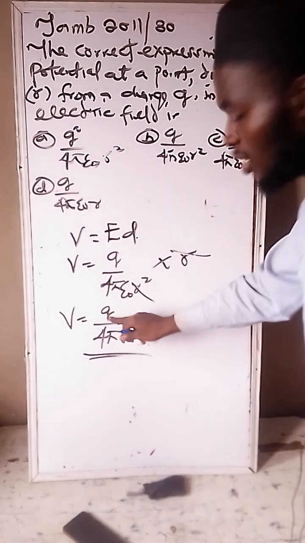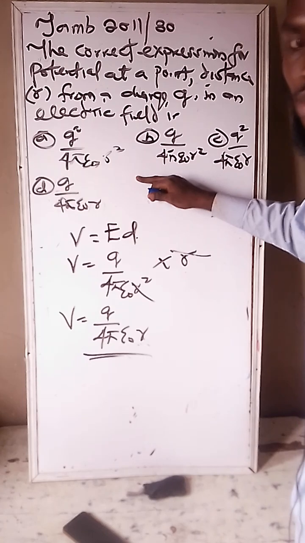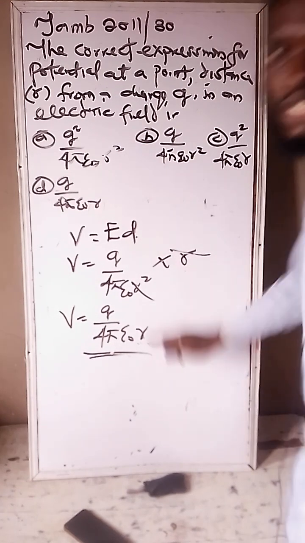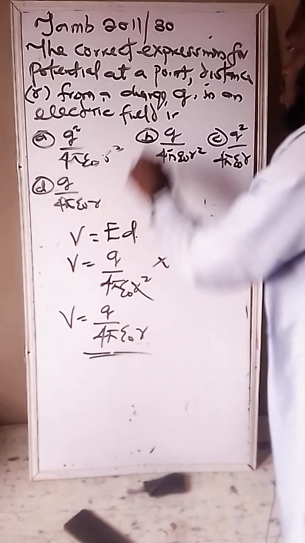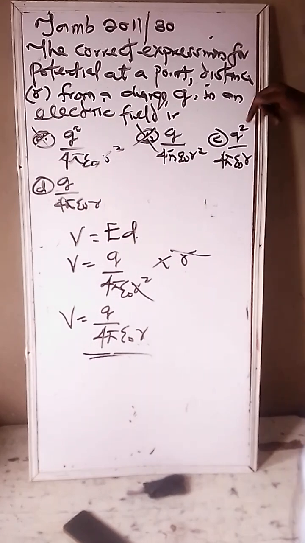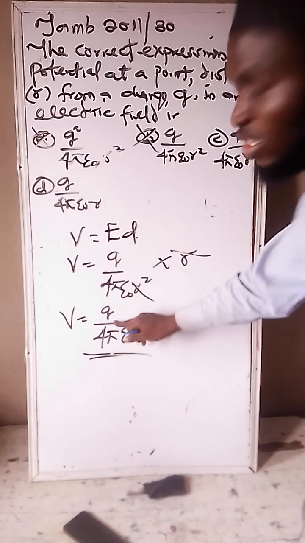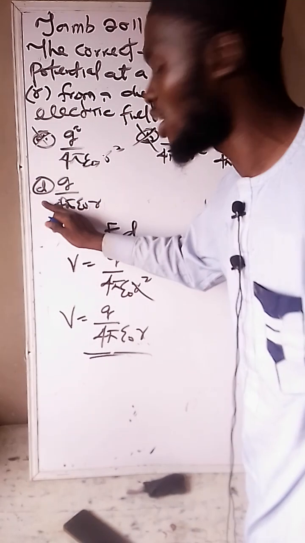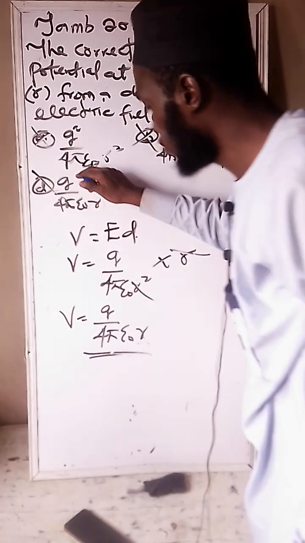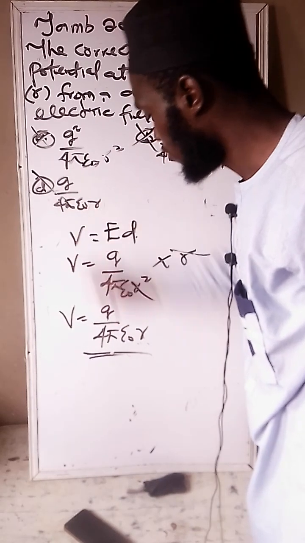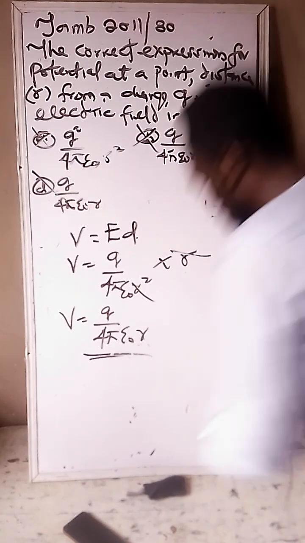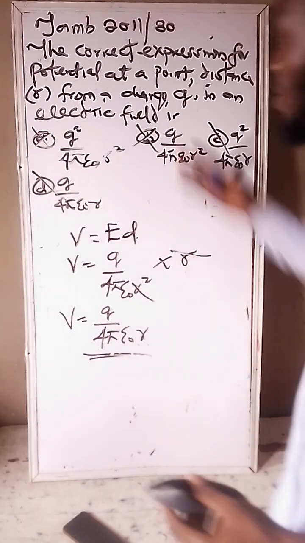They resemble one another, but let's check the denominator. 4 pi E naught, but this is R squared. This is ordinary R, so this is not the answer. What follows? This is Q squared, this is Q. This cannot be the answer. So the last correct option is D, which is Q over 4 pi E naught R. That is just that. So please try and comprehend the question before you answer it.